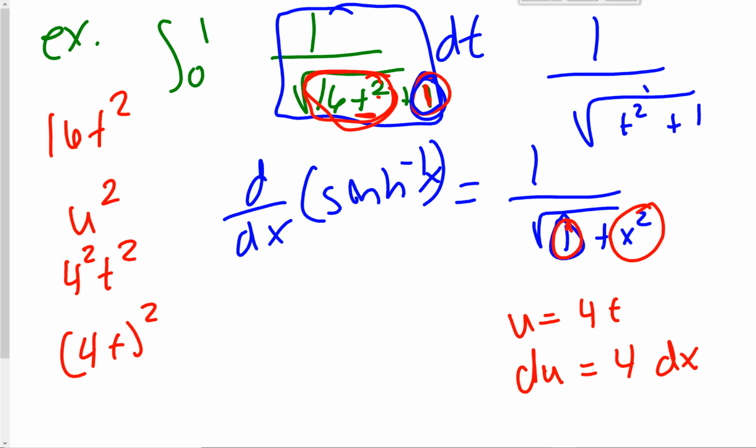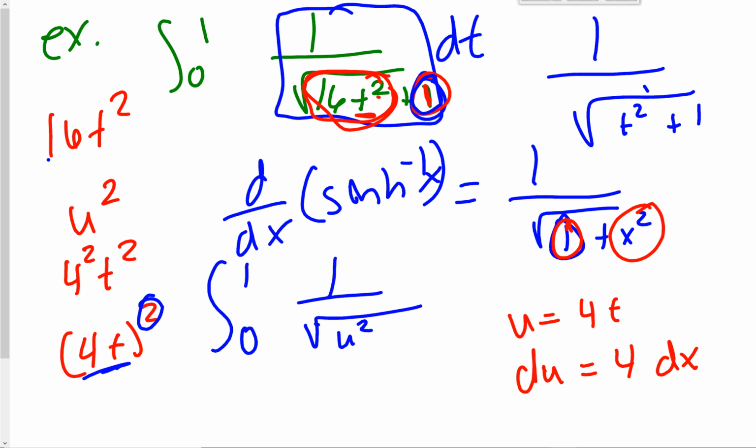All right, let's go ahead and finish this out. So now I know what my u equals, okay? So u equals 4t for me. So I'll substitute that in. So this is just going to be u squared here, because my u is 4t. That squared is 16. I get that.